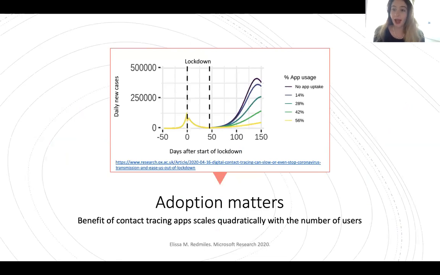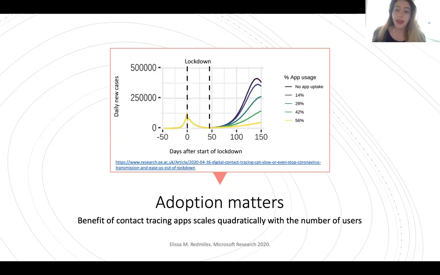So adoption matters for all of these apps, but particularly for contact tracing apps. And this chart is from research that was conducted at Oxford, where they simulated how different levels of app adoption in a population might influence the number of new daily cases. And so what we can see is that the benefits of contact tracing app use scale quadratically with the number of users. And that's of course because it's not just a potentially infected user who needs the app, but also the people who have been exposed to them so that they can be notified.